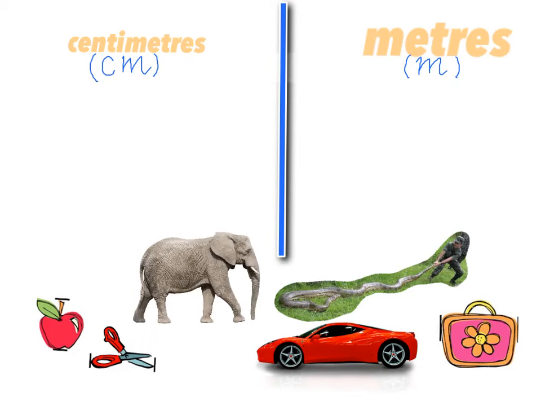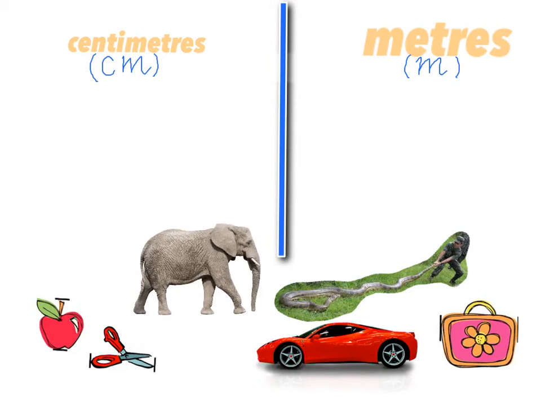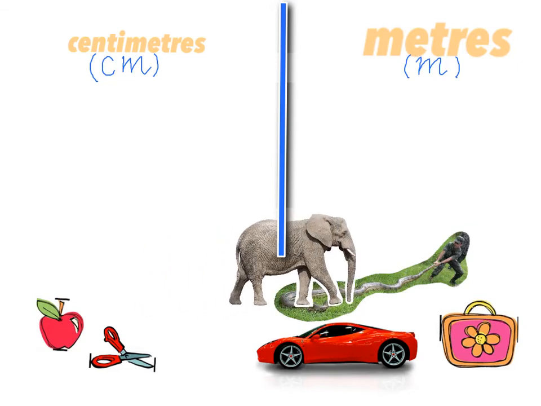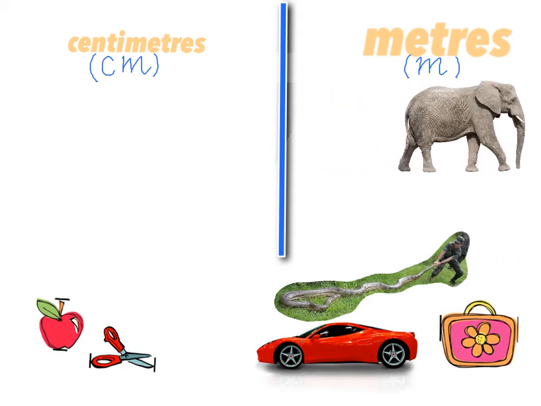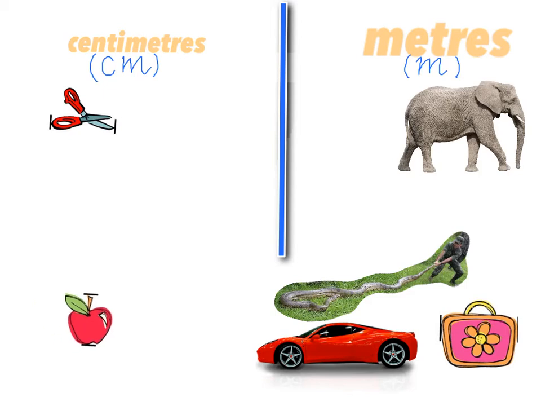Okay, let's look at this lovely big elephant. Now this elephant is quite large, and it would definitely be more than a metre. Anything more than a metre we would definitely put in the metre column, because we'd want to use metres to measure the length of the item. So an elephant is large, we'll put him there. Scissors. Now the length of the scissors aren't a very long item, so we would use centimetres to measure the scissors.